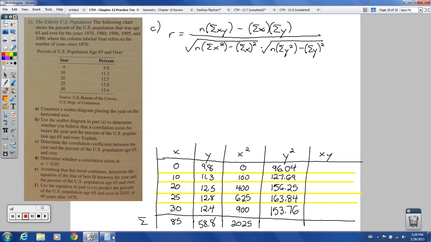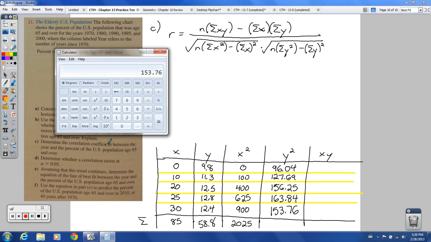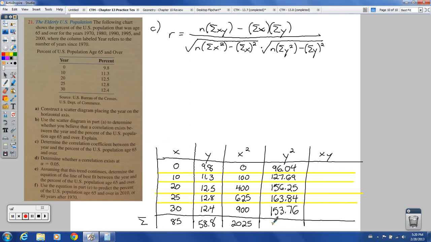Let's take the sum of all those values and see what you get for y squared. 96.04 plus 127.69 plus 156.25, 163.84, and finally 153.76. I'm just going to double check, see if I typed those in all correctly. Looks good, looks good, looks good. Okay. 697.58.